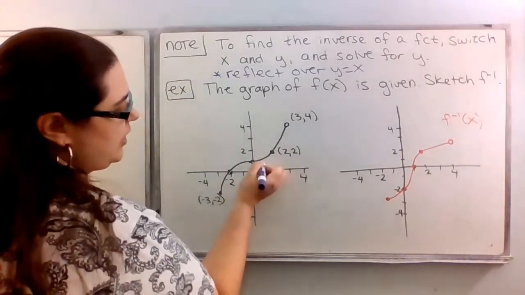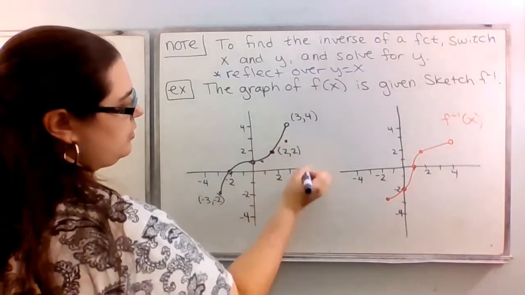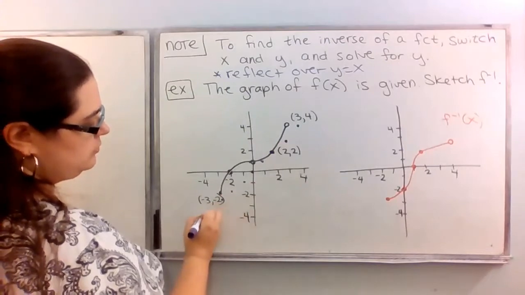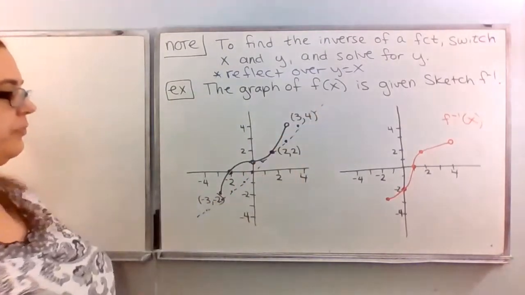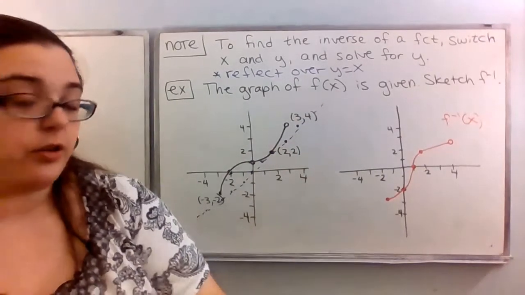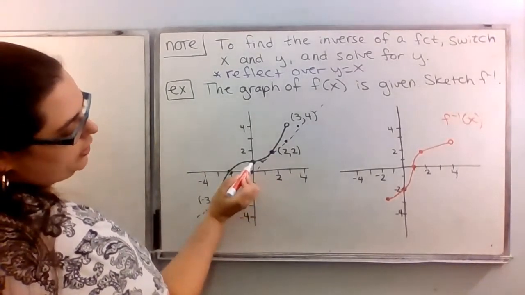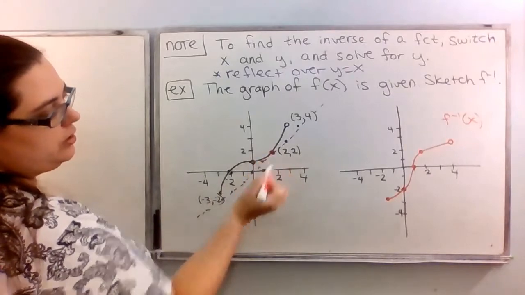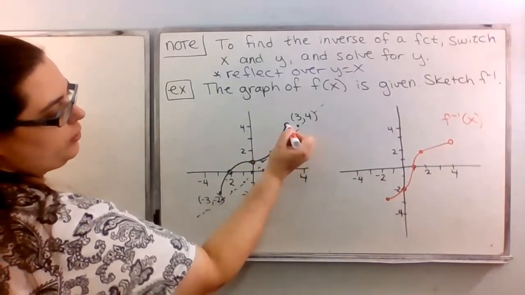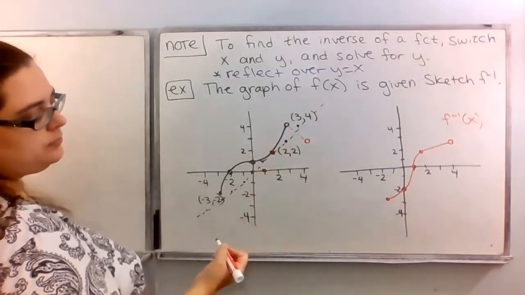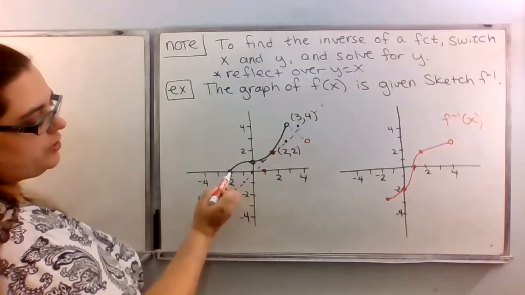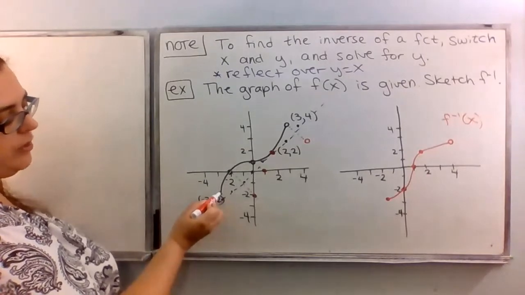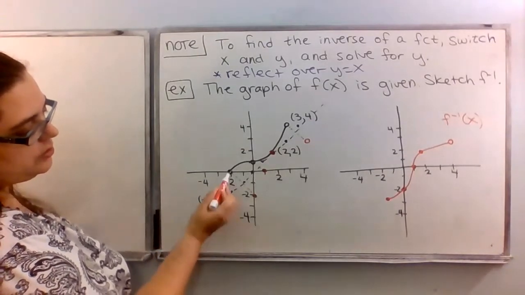So to do that, I'm going to lightly sketch the line y equals x. And then if we were to do a reflection over that line, for example, if I reflect this point here over that diagonal line, it's going to end up over here. (2, 2) is on the line, so it doesn't move. And the point (3, 4), when I reflect it, is going to go over to (4, 3). Let's see, (-2, 0), if I reflect it, is going to reflect to (0, -2). And (-3, -2), when I reflect it, is going to go to (-2, -3).